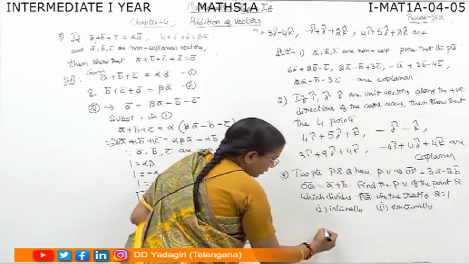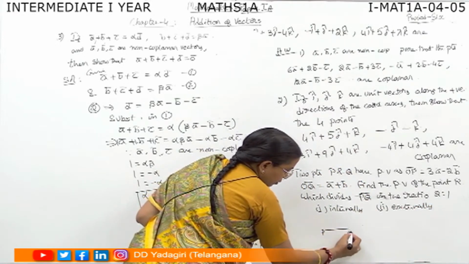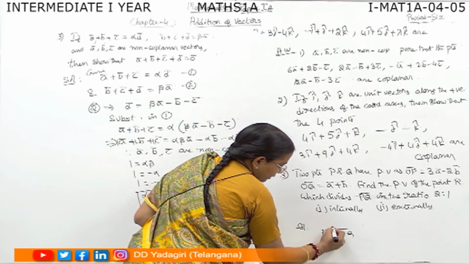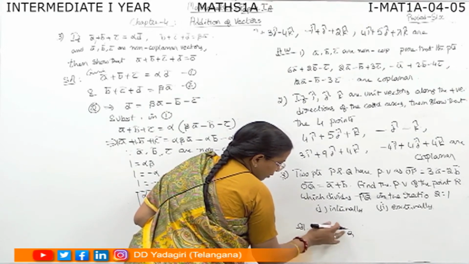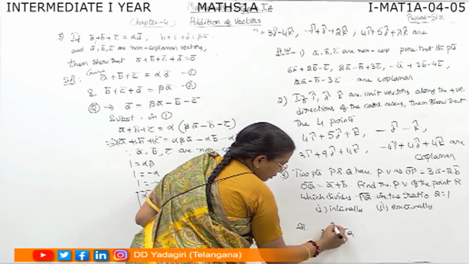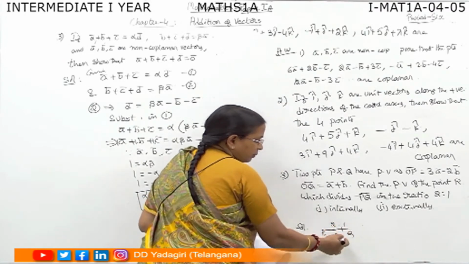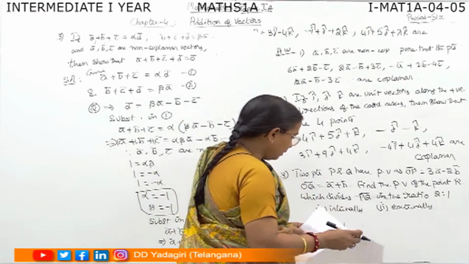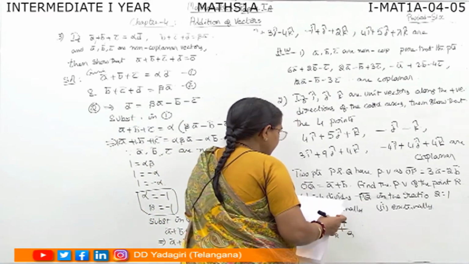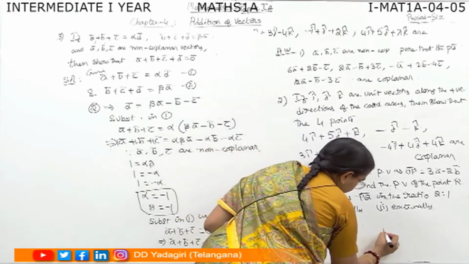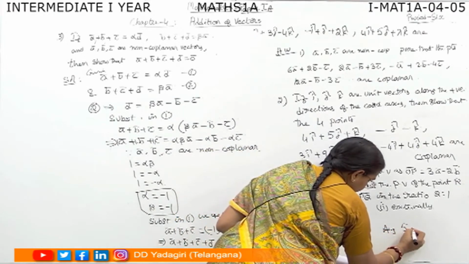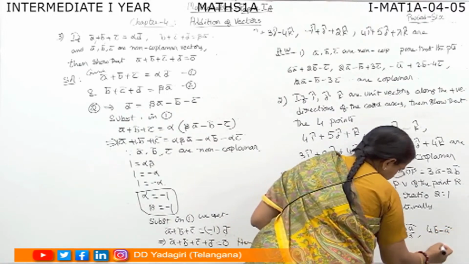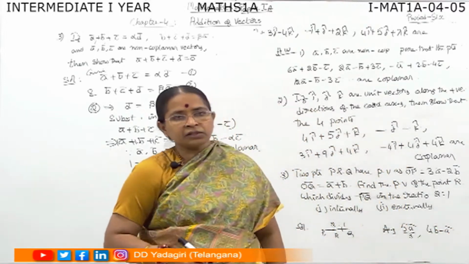So you have PQ like this. R is the point which divides it in the ratio 2:1. You know the formula is mb plus na by m plus n, and for externally it is mb minus na by m plus n. So for this the answer is 5a by 3, and then 4b minus a. So you can try these problems.